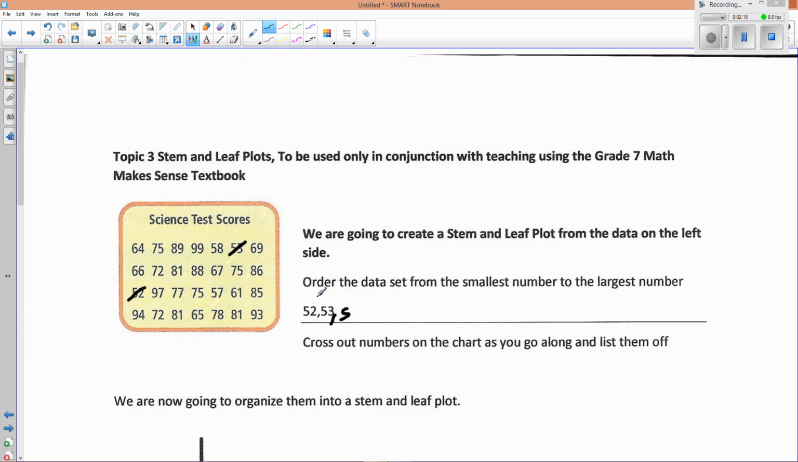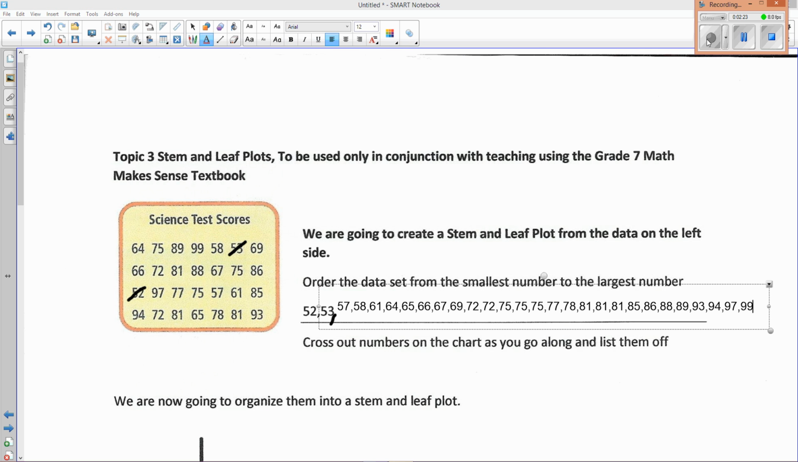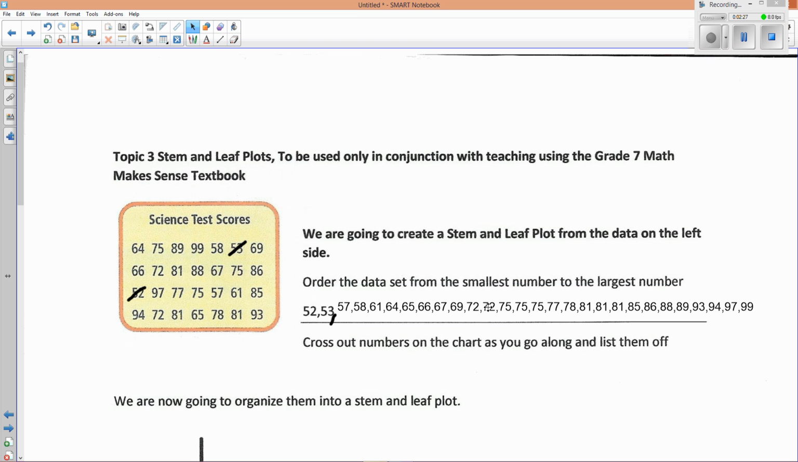You guys go ahead, do the same thing, and then hit play, and you can double check against mine. Those of you that just outright copy aren't going to get as much out of this video. All right, so I've gone from least to greatest and gone through all of them, just organizing it. I had it listed off on the side, which is why I don't have all this crossed out. You guys can have it crossed out.